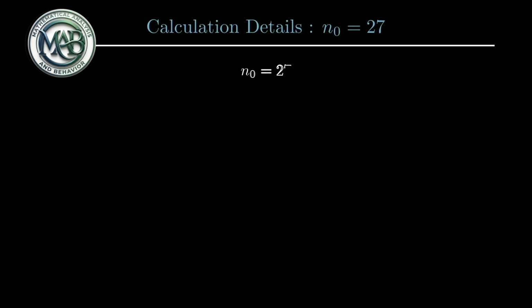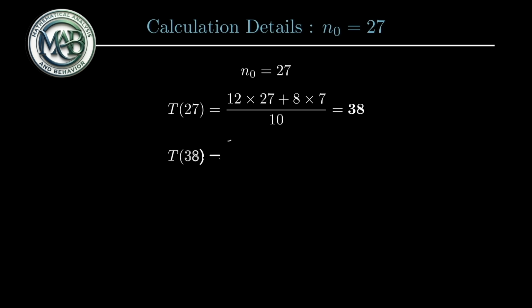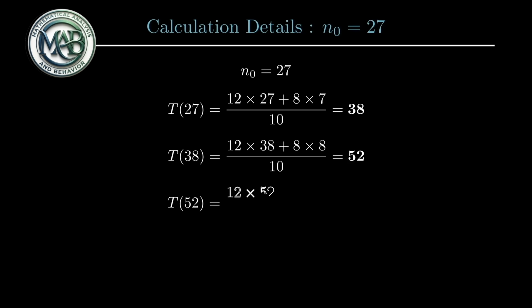Let's look at a concrete example to see the process modulo 10 in action. Just to explain how it works. Suppose our starting number is 27. We multiply 27 by 12, add 8 times 7, and divide by 10. We get 38. Next, 38 times 12 plus 8 times 8 divided by 10 gives us 52. Then, 52 times 12 plus 8 times 2 divided by 10 gives us 64.